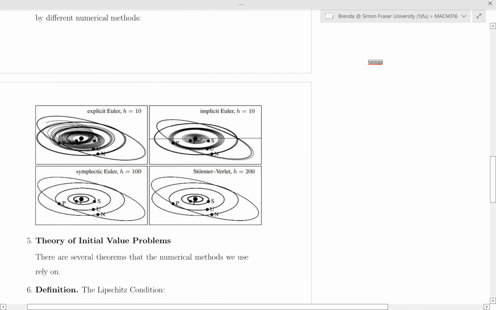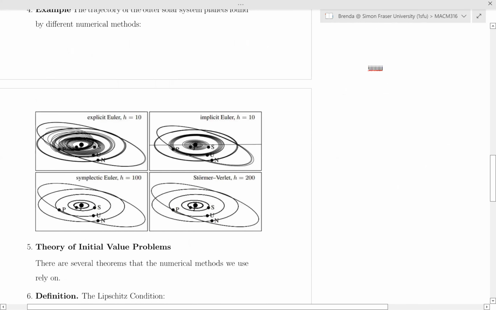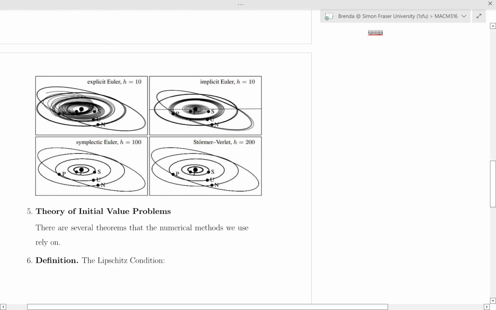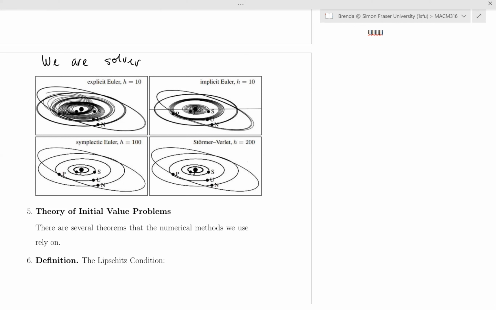Just to show you, this will come up on the final computing assignment. We have different ways of doing this. In this little drawing here, just to illustrate the accuracy and robustness issues, we are solving Kepler's differential equation. Remember Kepler? For planetary motion.